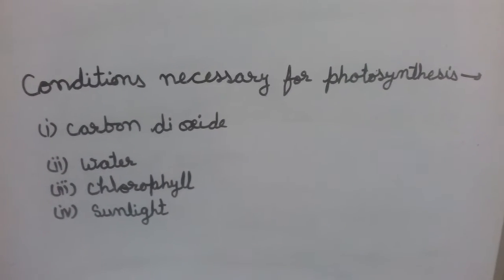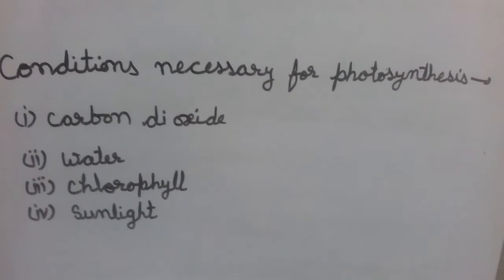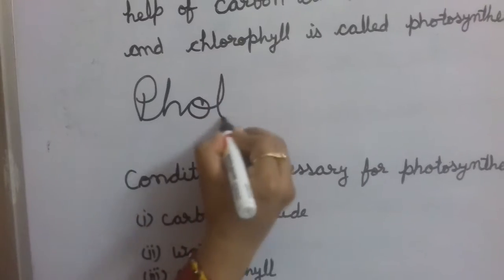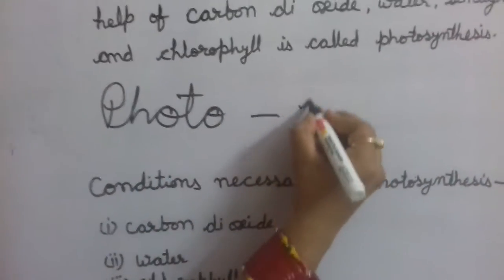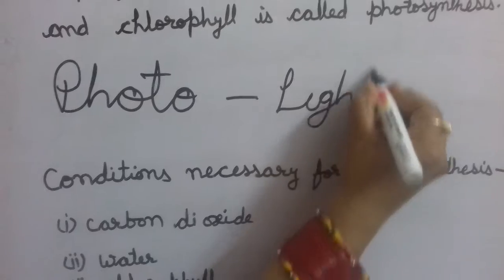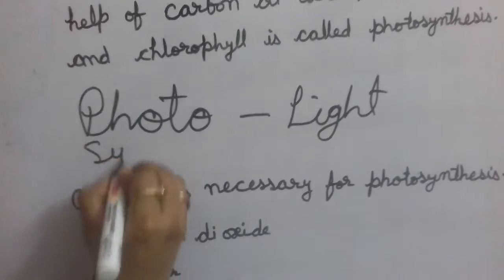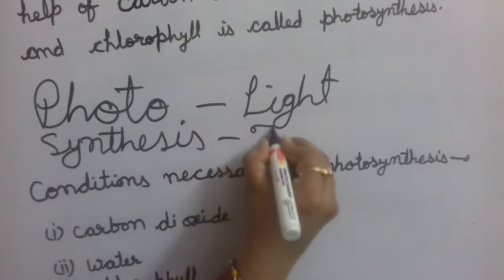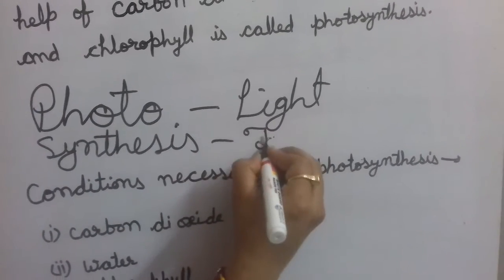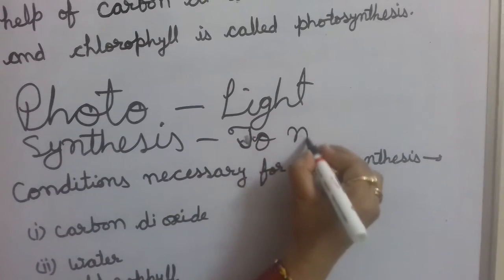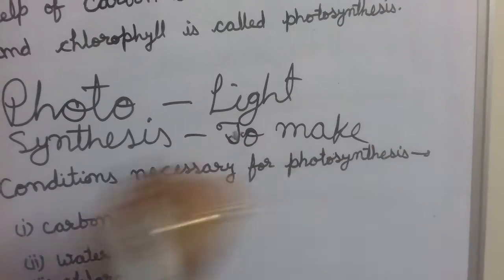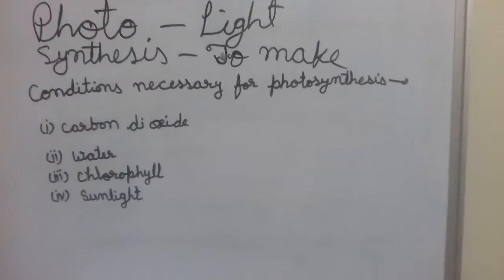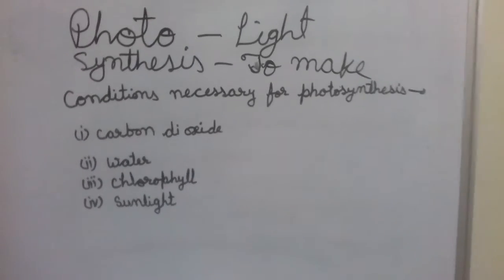The word photosynthesis means: photo means light, and synthesis means to make. So photosynthesis takes place only in sunlight, not in the dark.